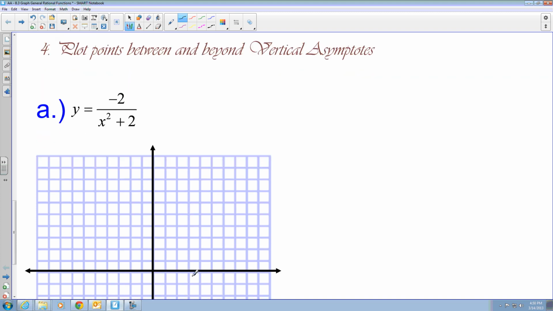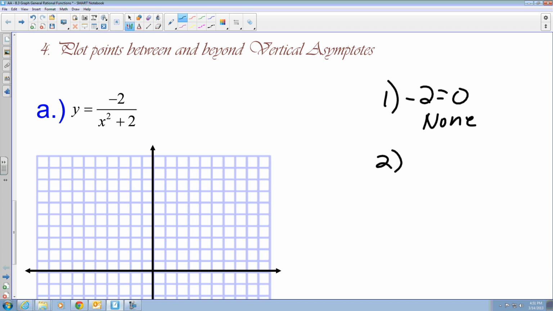So here I have y equals -2 divided by x squared plus 2. Step 1 is I need to find my x-intercepts. We said that we need to set the numerator equal to 0, so I have -2 equals 0. I can't solve that, and since I can't solve that, that means there are no x-intercepts.